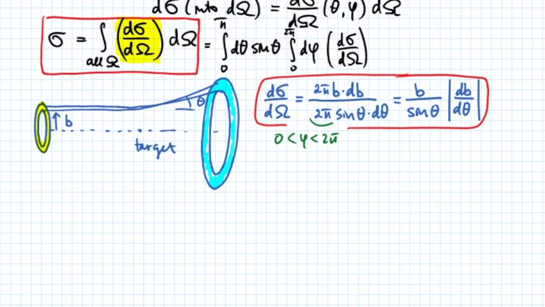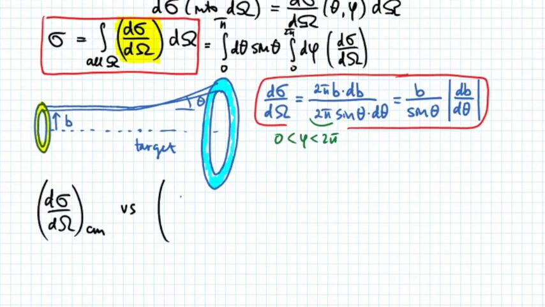Another question we would like to consider is how the differential cross-section depends on the reference frame. In other words, if we have differential cross-section measured in the center of mass versus differential cross-section measured in the lab frame. They are not going to be the same as was in the case with the total cross-section, because now we have angles in the center of mass not equal to the angle in the lab frame.